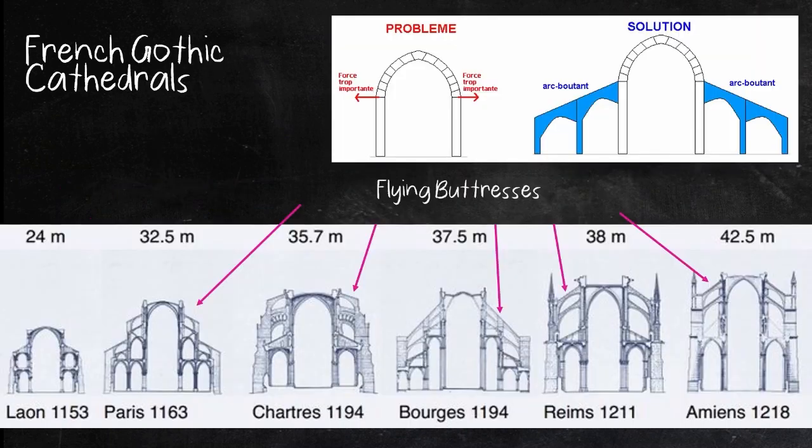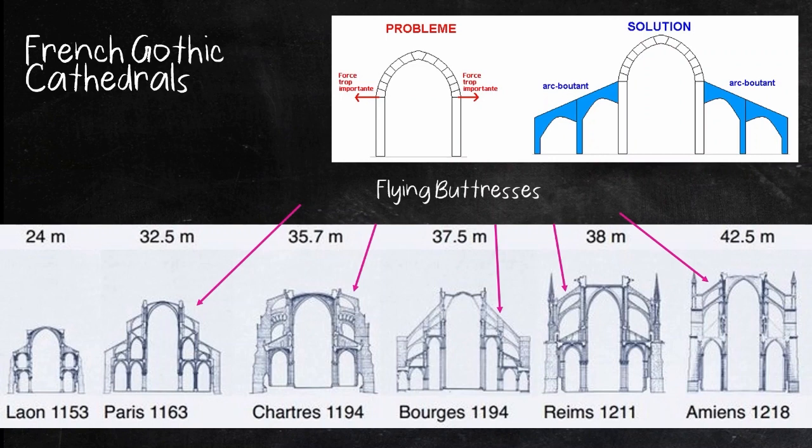Now, the thing is, cathedral building in the Gothic period got really competitive. Each city wanted their cathedral to be the best, not just because of civic pride, but because it would attract visitors and help the local economy. So it was actually incredibly important to have a viable cathedral that would attract attention.